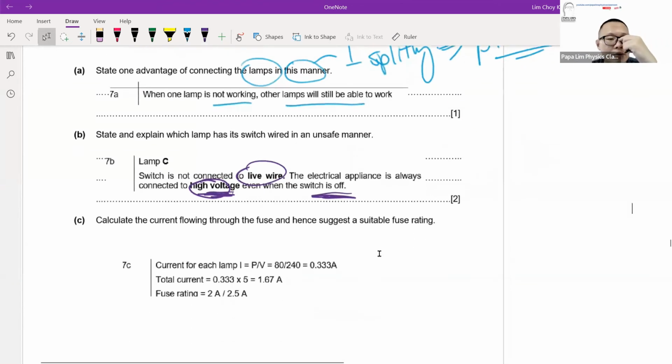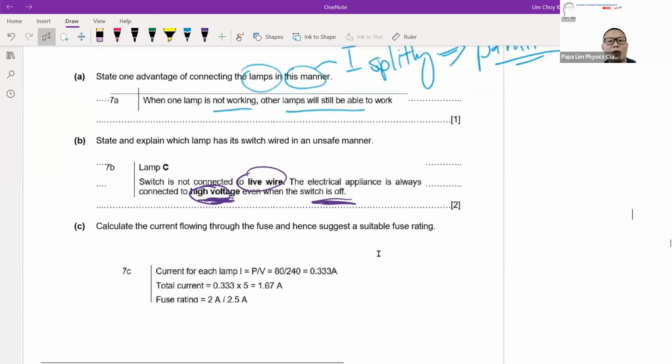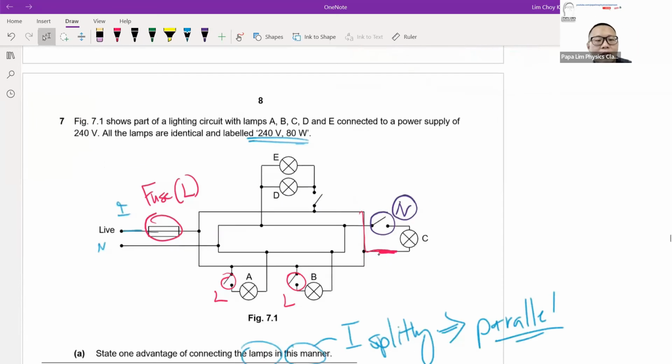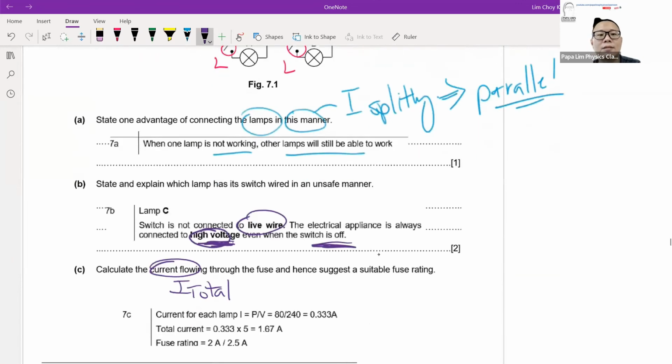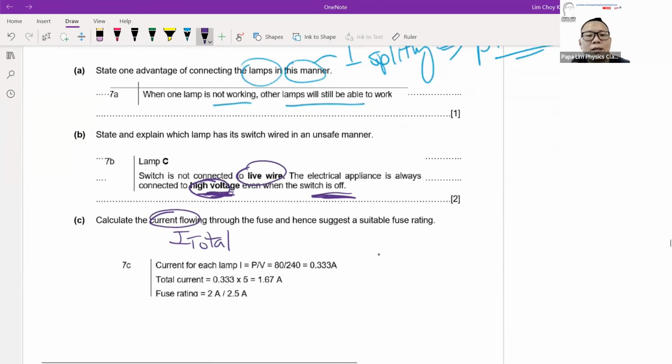Now calculate the current going through a fuse. Where is the fuse first? This is the fuse. So what current are we looking at? It is the total current that's flowing through all the circuit. And this current actually is broken down into 5 currents. Why? Because there are 5 lamps.